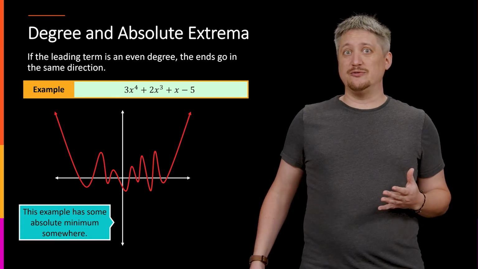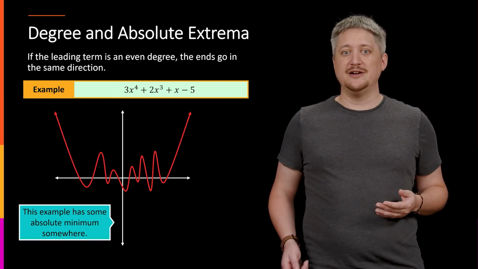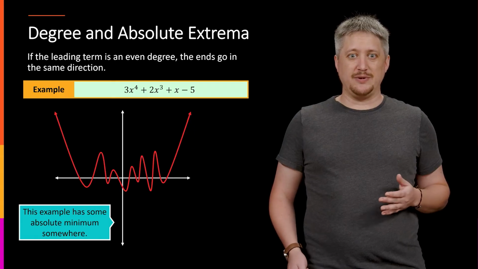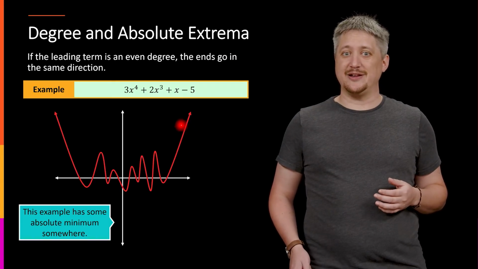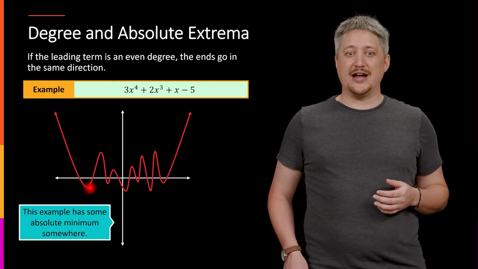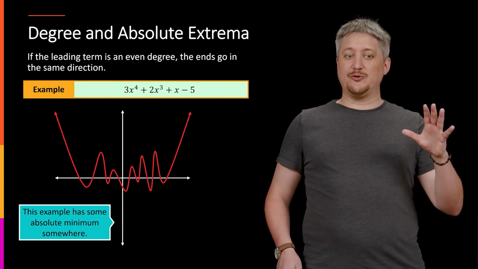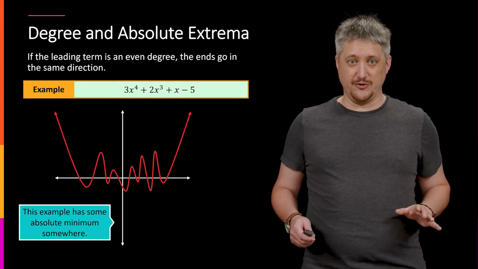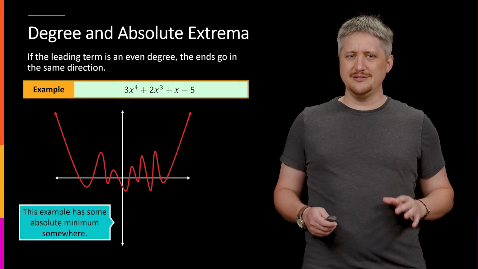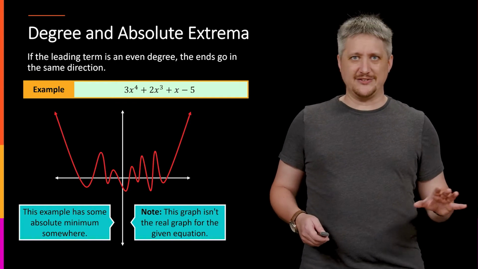Because it can't go down forever, because if it tried to go down forever, it wouldn't work. I wouldn't be able to come back up again as I'm going to one of the sides. So there's got to be some lowest point in here somewhere. So that tells me an absolute minimum definitely exists with this function. Now, to be very clear, you could graph that function. That is not this graph, right?